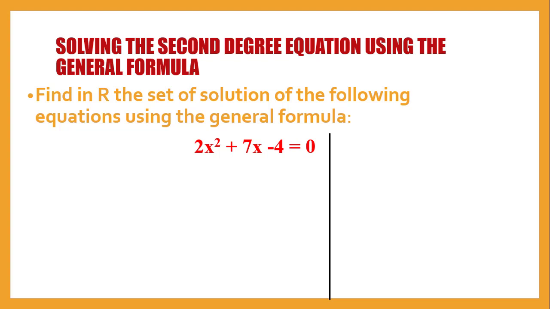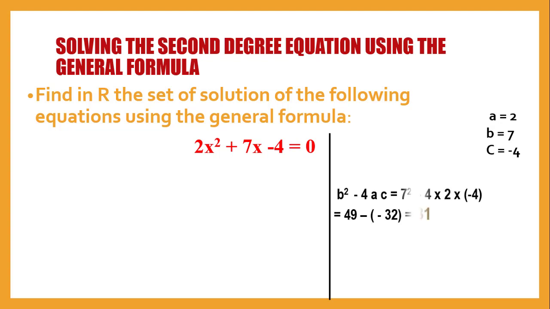Let's take this example. Find the solution set of the following equation using the general formula. We said the first step is to determine a, b, and c. What is a? a is the coefficient of x power 2, so a equals 2. b is the coefficient of x, so b equals 7. c is the absolute term, which is negative 4. So we have a equals 2, b equals 7, and c equals negative 4. Now I want to calculate b power 2 minus 4ac.